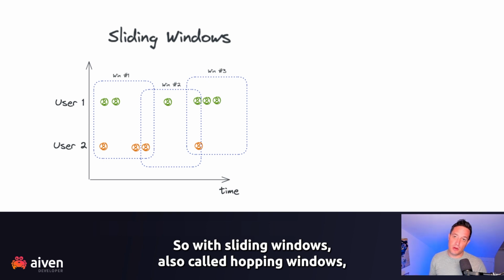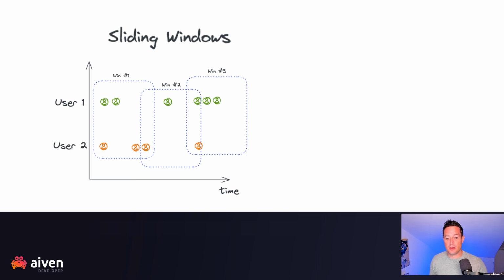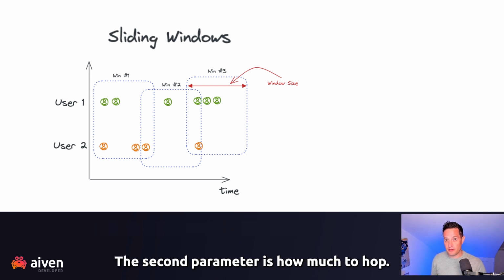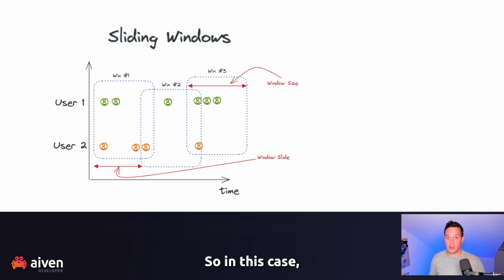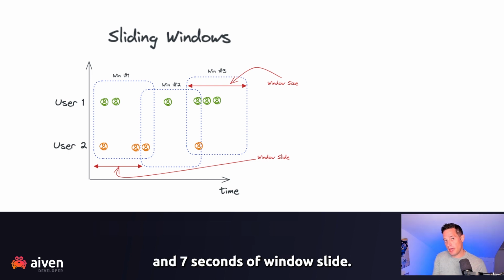So with sliding windows, also called hopping windows, what we need to define are two parameters. The first one is the window size, so how wide a window is. The second parameter is how much to hop, so the window slide parameter. So in this case, maybe we have 8 seconds of window size and 7 seconds of window slide.